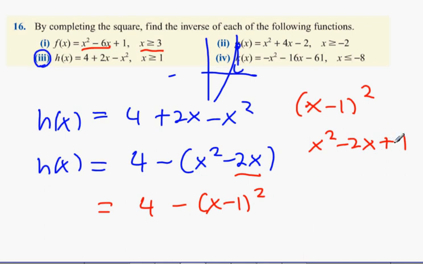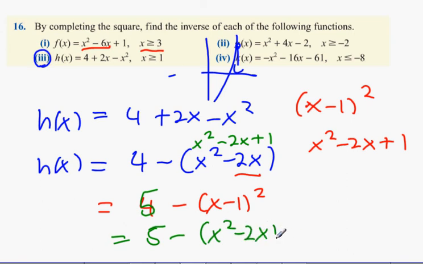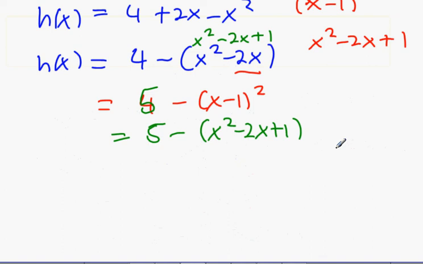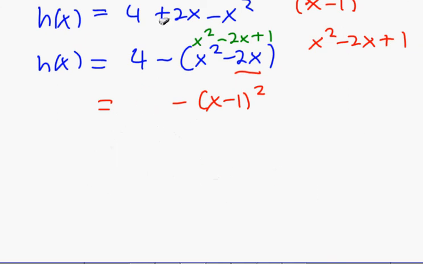Now what happens when I put that in there? In effect, I'm taking away another 1, haven't I? So this here should be 5. Let's see if it works. 5 minus x squared minus 2x plus 1. Multiply in by the minus, and that will become 4 plus 2x minus x squared. It does work out. So let's go back to the manipulated part, which is here. Now we have h of x. We're looking to find out what h inverse is. What's the first step?